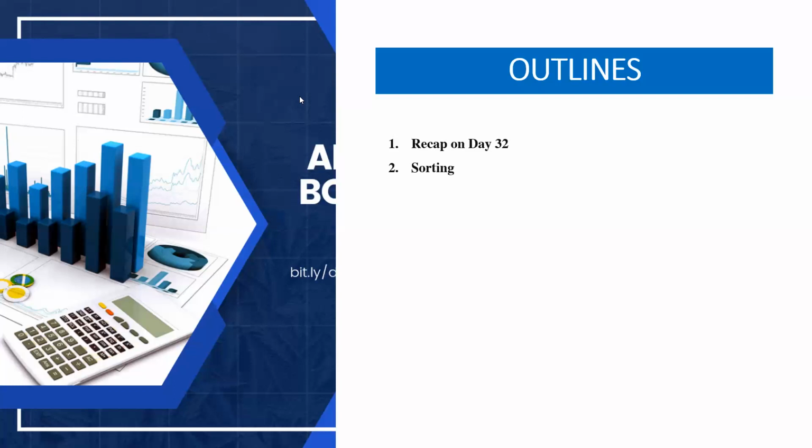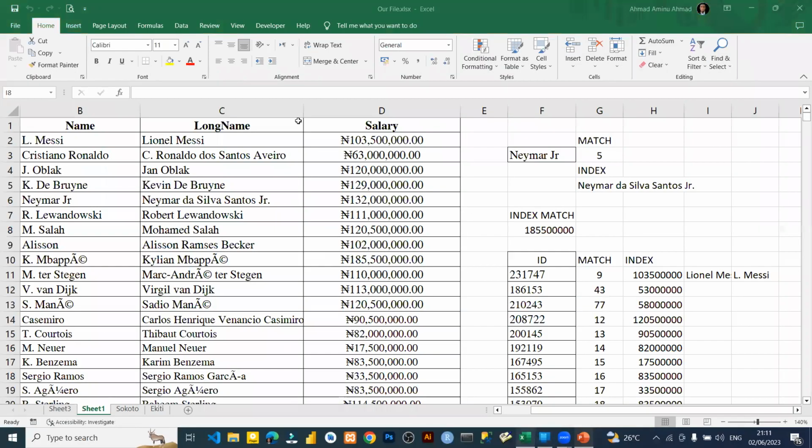But today, let's see what we can do so that we can learn more about it as a recap on day 32. Then, of course, we'll talk about sorting. After that, we will sort. Maybe I'll give it like 10 minutes, then we can finish it. So let me just close this and share my Excel file. This is where we stopped yesterday.